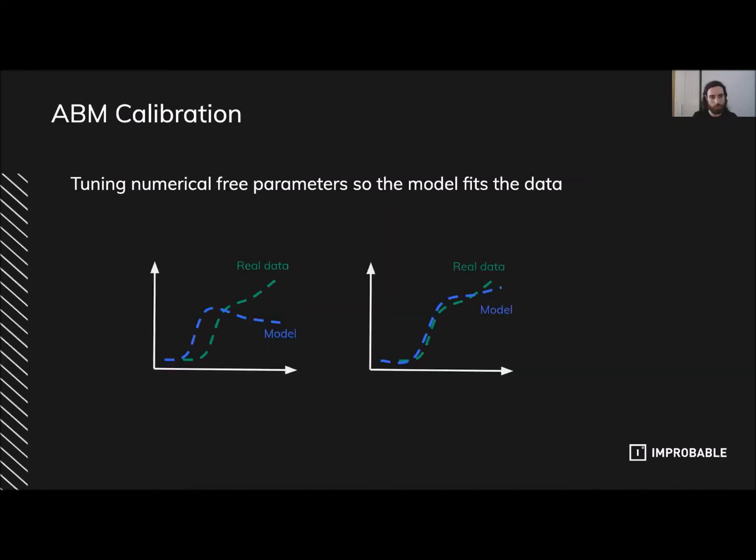So just as a quick refresher, what do I mean by ABM calibration? Traditionally, this means tuning the numerical free parameters so that a model fits some observed data. So you can see here, maybe you have some real data. We want to twiddle with the parameters of these either manually or automatically so that the model output more realistically tracks the real data. So this could be some sort of time series or a disease model or something like that.